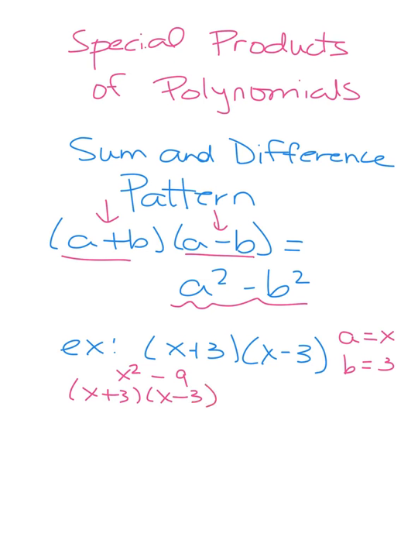So x times x gives me x squared for my first term. My outside term gives me negative 3x. My inside term gives me positive 3x. And my last is negative 9. So what happens here, when I have a binomial times another binomial, which is exactly the same except for the signs, my outside and inside term will always zero out. So again, my final answer is x squared minus 9. It doesn't matter which way you get there as long as you're following the rules.